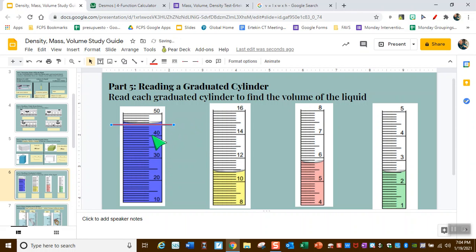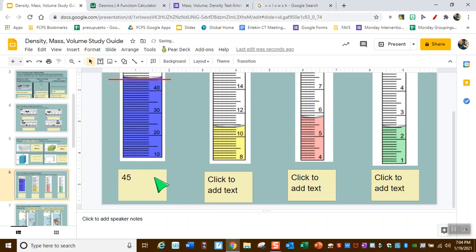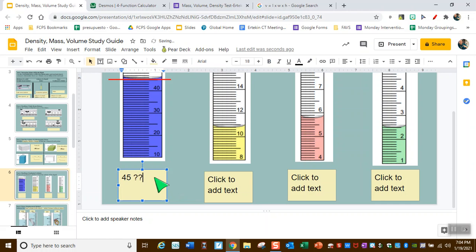So if this is 40 and this is 50, that means this is 41, 42, 43, 44, and this one would be about 45. Okay, we could just say 45. Okay, 45, but don't just leave it like this. Okay, 45 what? 45 frijoles, 45 baleadas, 45 pupusas. Okay, I'm obviously hungry. But remember, if we're doing a liquid, we use milliliters.